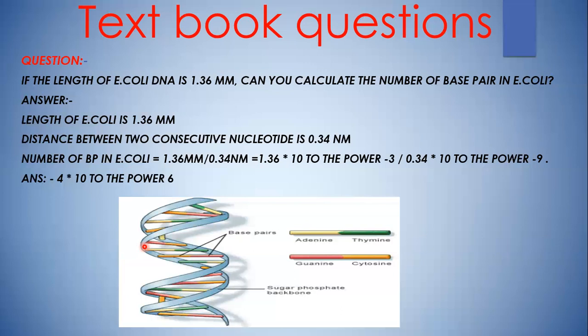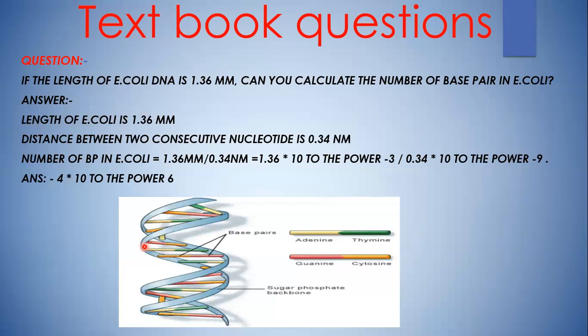Now the question is how many base pair are there in one turn? The total number of base pair in one turn is 10. You have to remember that. It is approximately 10. In your higher class, you are going to read that there is some variation. But for now, just remember the total number of base pair in one turn is 10.